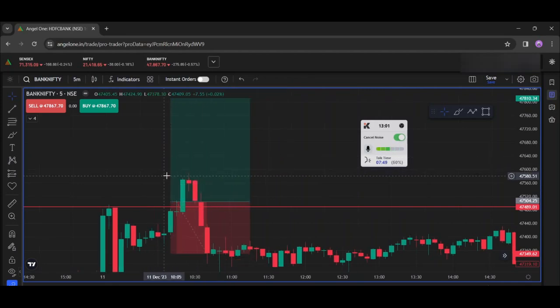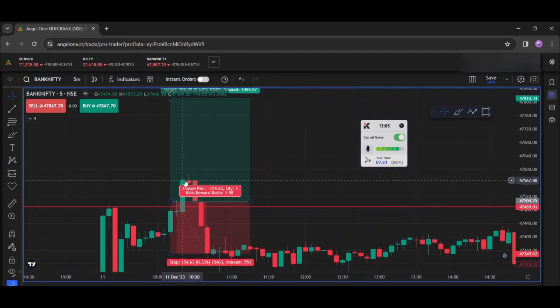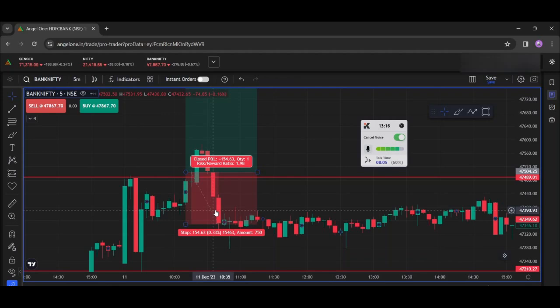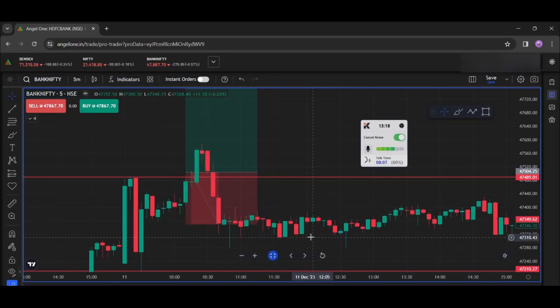So as you can see, the market started going in your direction, but after a few candles you can see the market started going against your direction, right? And as a result you can see you got stopped out, right? So let us see another example.